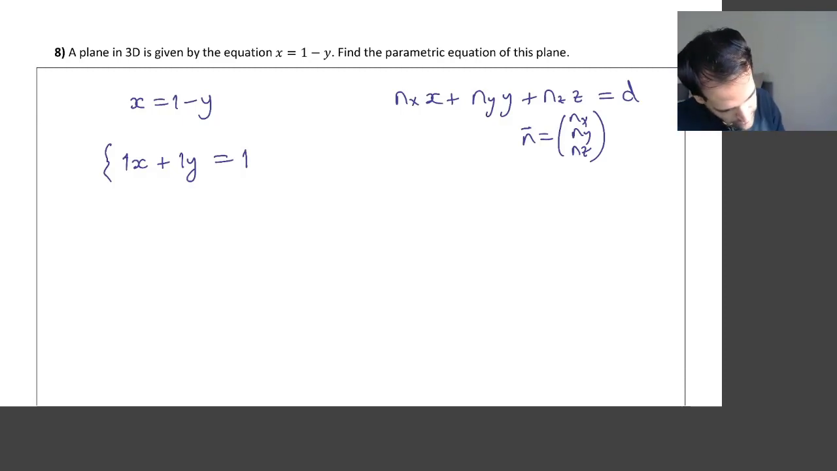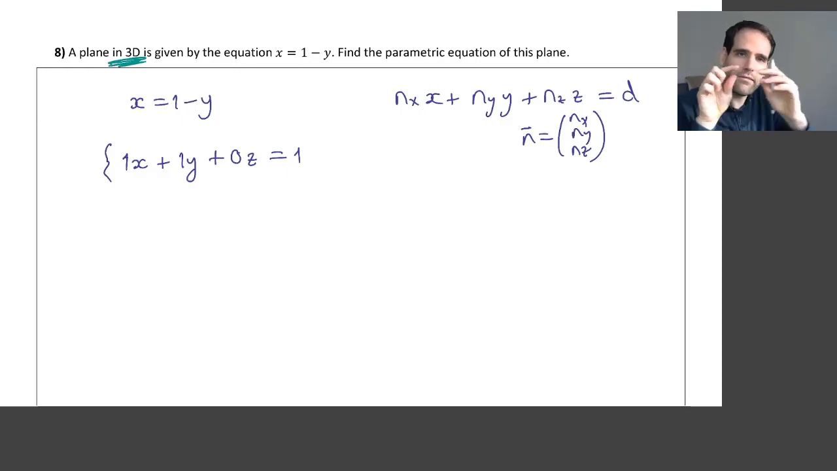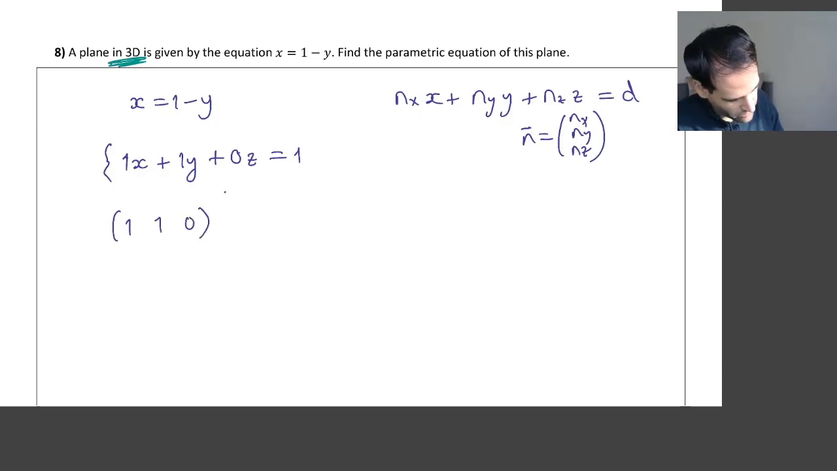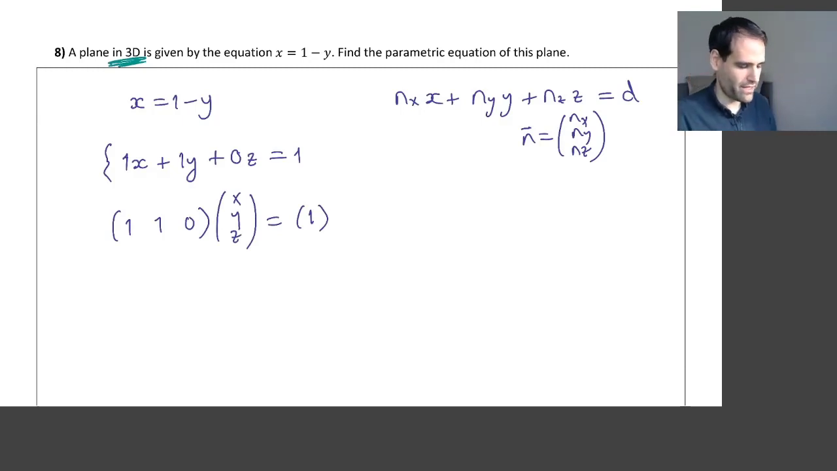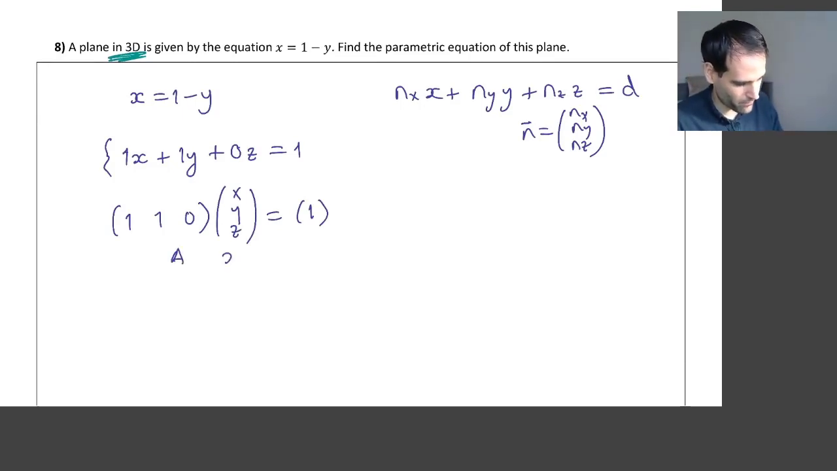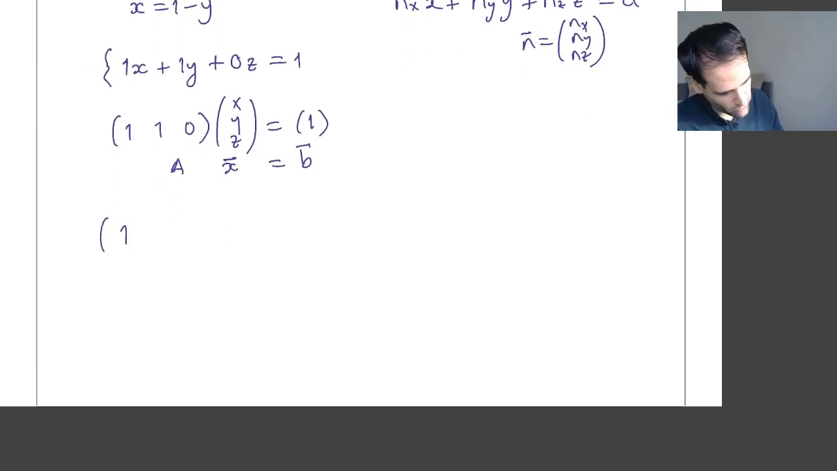We are told that this is in 3D, okay? So actually we should write plus 0z equals 1. So it's a single equation with 3 variables. So the matrix would be (1, 1, 0) times vector (x, y, z) equals vector (1). Yeah, that's the system Ax equals b. So the augmented matrix is (1, 1, 0 | 1).